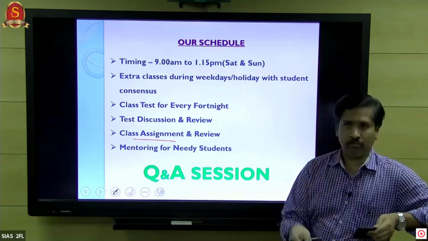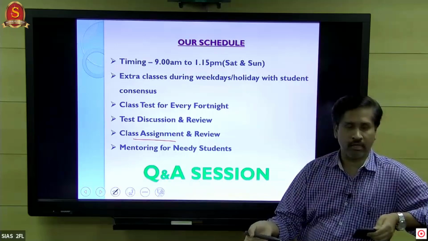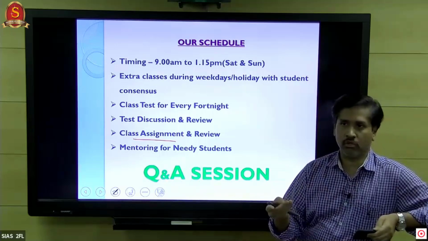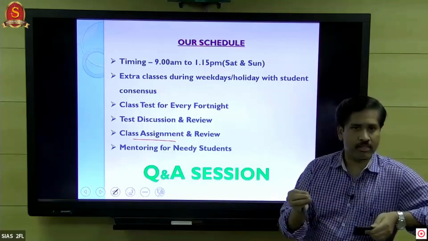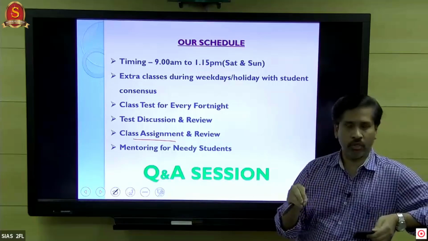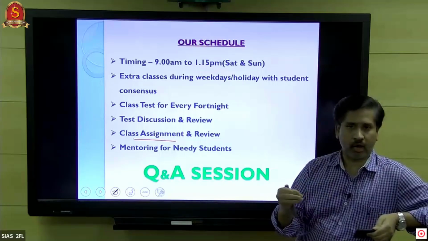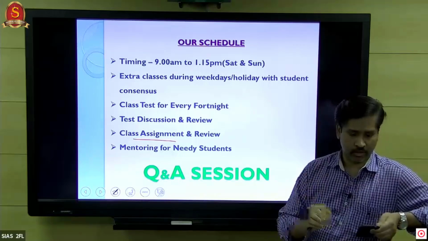See, the batch will start by July. Probably it may be over by November. July means August, September, October, November. Definitely it will take 4.5 months, November to December. If you have some classes on weekdays in the evening, if it is flexible for you, or on holidays, we can finish it one or two weeks earlier. Okay, so it will be there.